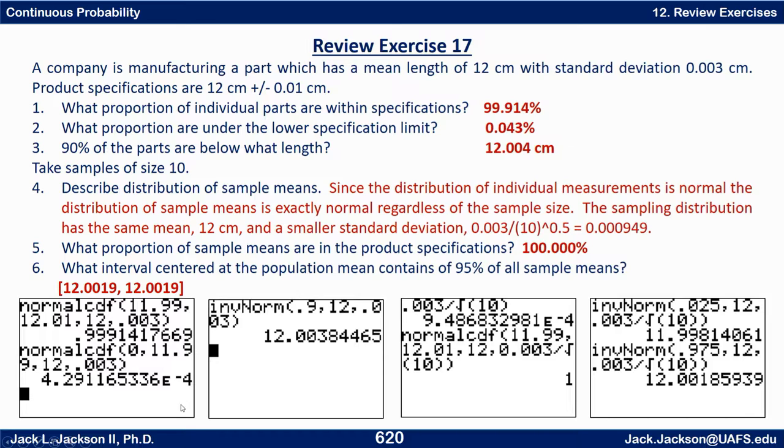Here are the answers. Let's work them out. So what proportion are within specifications? Well, let's work out what those specification limits are. 12 minus 0.01 is 11.99, and 12 plus 0.01 is 12.01. So what we want is a normal CDF, right here, the first one, from 11.99 to 12.01, with a mean of 12 and a standard deviation of 0.003.